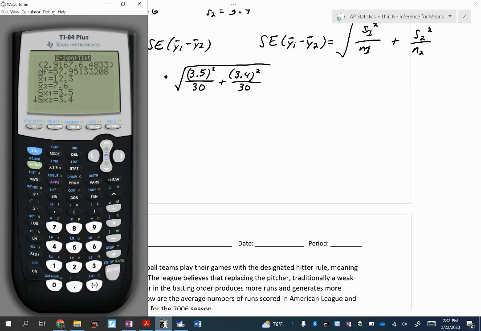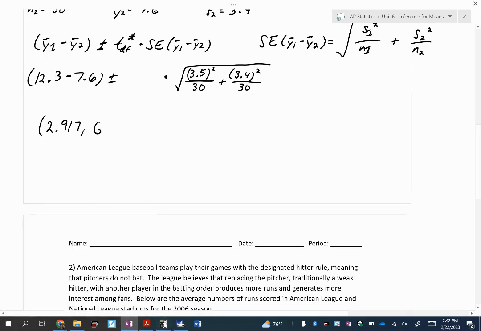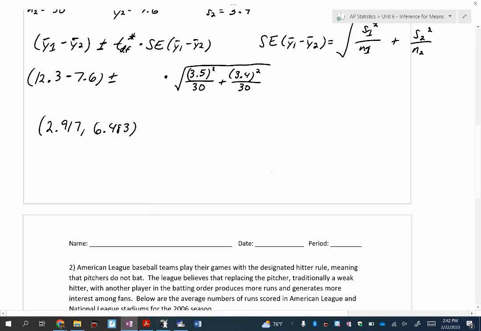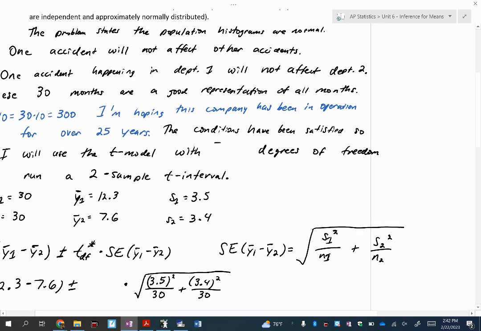And then 6.483. And they also have the degrees of freedom, which is the second thing. You guys see the degrees of freedom? 57.951. So I'm going to write down the degrees of freedom in a few spots. So 57 up here, 0.951.